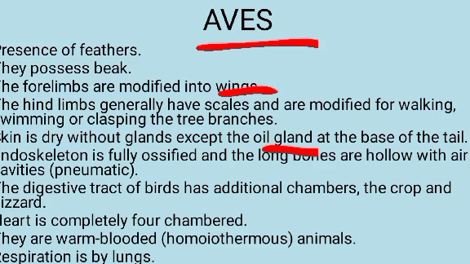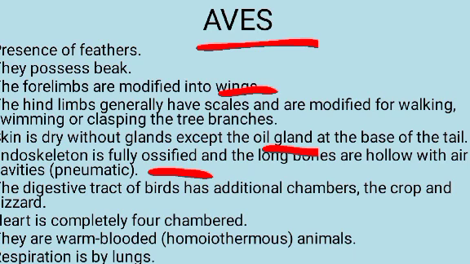Then the endoskeleton is fully bony in nature. No cartilage, it is fully ossified. Ossified means it is made up of bone. And the long bones are hollow and have air cavities in them, which we call pneumatic. Pneumatic means hollow bones filled with air. Why are there hollow bones and air cavities? In order to reduce the weight of the bird so that they can fly.